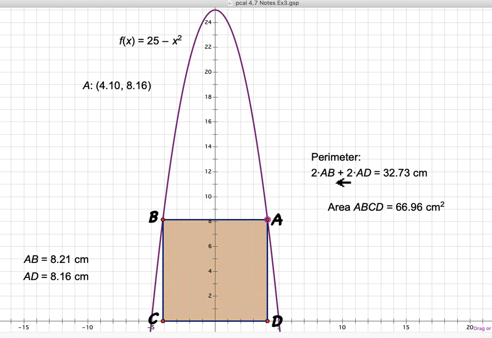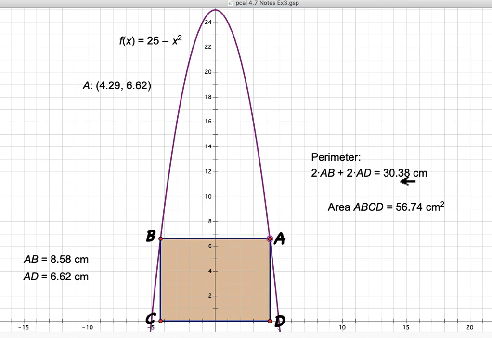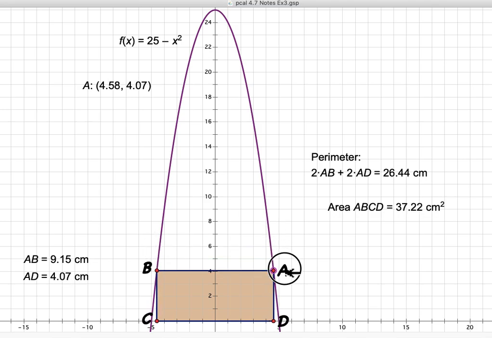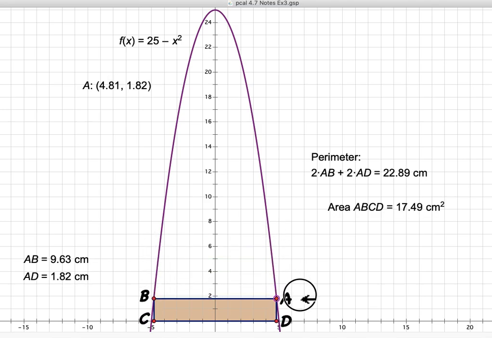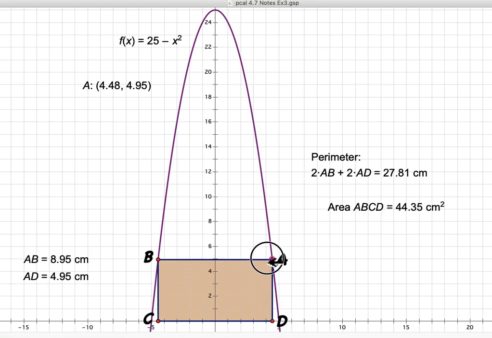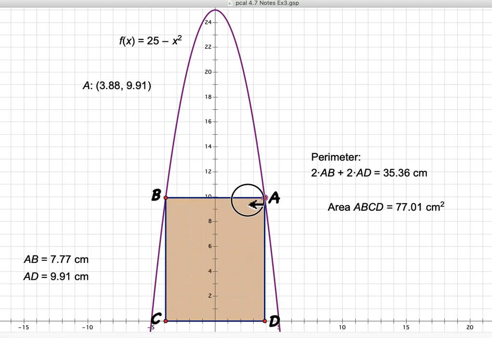To find out what the maximum perimeter would be, we can move this point A and see where the perimeter gives us the biggest number possible. And I'm going to go ahead and do that. As the point A gets closer and closer to the y-axis, or as x gets closer and closer to 5, the perimeter is shrinking. So let's move it up, and you can see the perimeter is getting larger and larger and larger.